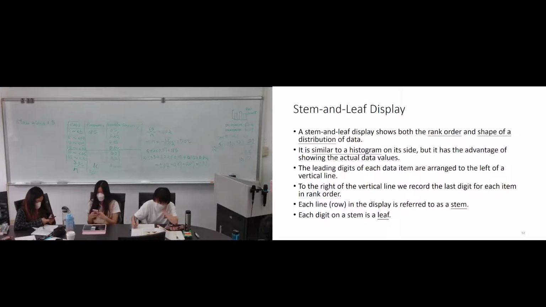The last chart we use to summarize the quantitative data is the stem and leaf display. It shows both the rank order and shape of a distribution of data. It is similar to a histogram on its side, but it has the advantage of showing the actual data values. The leading digits of each data item are arranged to the left of a vertical line. To the right of the vertical line, we record the last digit for each item in rank order. Each line in the display is referred to as a stem. Each digit on the stem is a leaf.